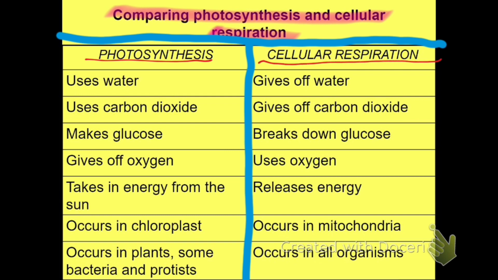I don't care if you put the boxes, Cadence. You can just make a list underneath your T-chart. So this one has boxes for each word. You don't have to do that. Just use the lines on your paper, okay?